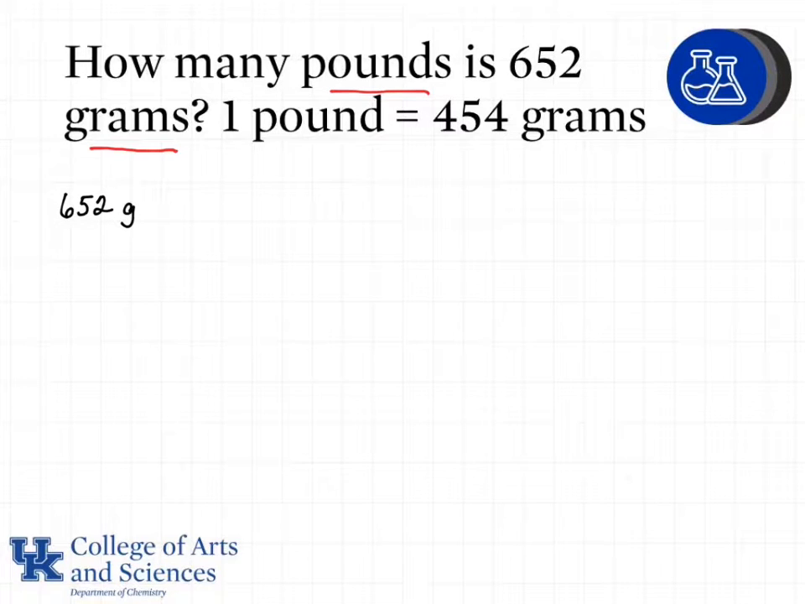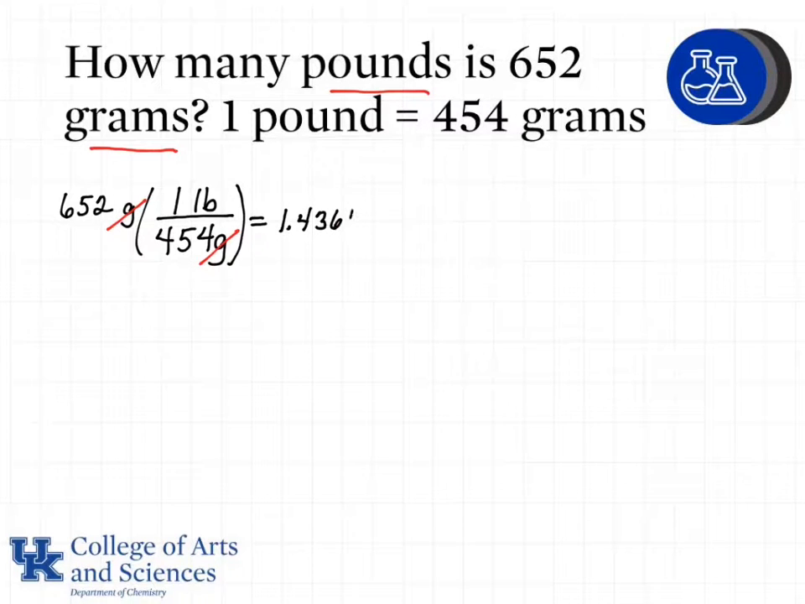We set up our problem starting with 652 grams, which is given, and we know we want to get rid of grams, so it's going to go in the denominator of the next step, so 454 grams from our relationship that was given. On top, we're going to put 1 pound. Next, we're going to see what units will cancel, and we see that grams will cancel, and we're left with units of pounds. And when we do the math, we get 1.4361... continuing on our calculator, pounds.